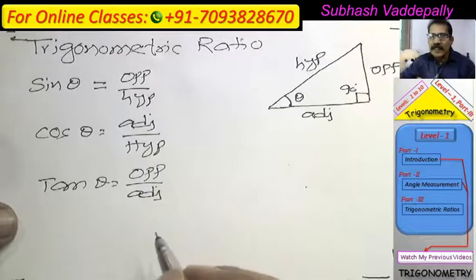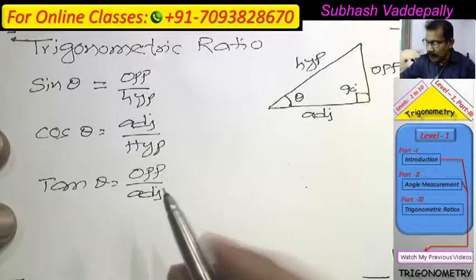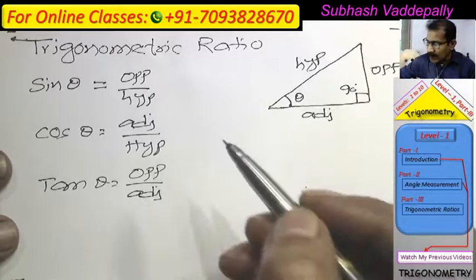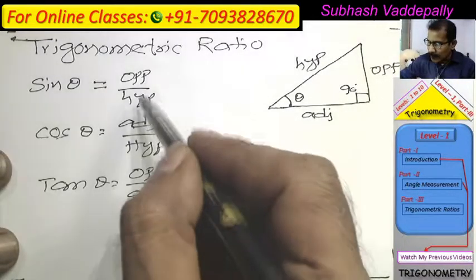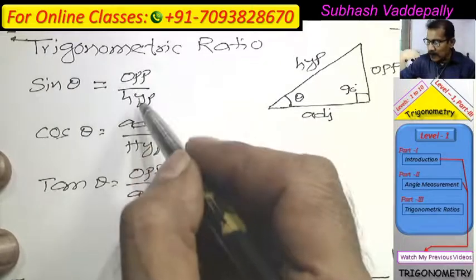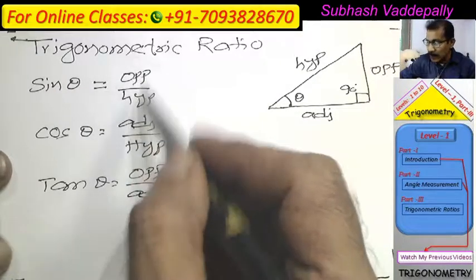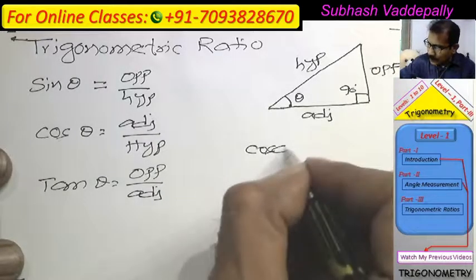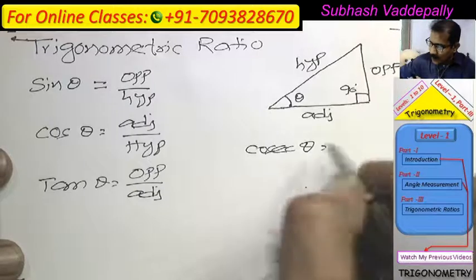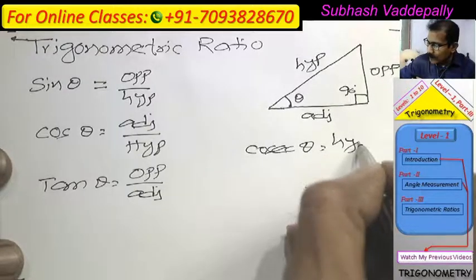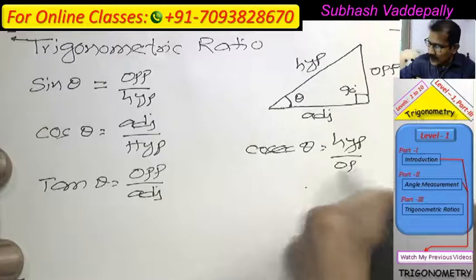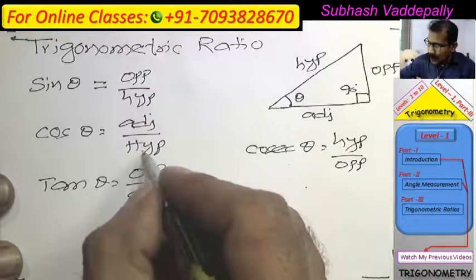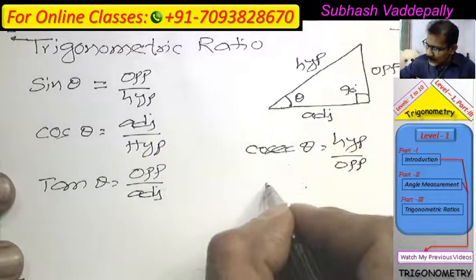These three ratios are called primary ratios. And if we take reciprocals of these, we get the secondary ratios. So let us take the reciprocals of this. Reciprocal of opposite by hypotenuse is hypotenuse by opposite. Just flip it vertically. Then that is called cosecant theta. It is hypotenuse divided by opposite. And flip this vertically. Hypotenuse by adjacent, that is called secant theta.